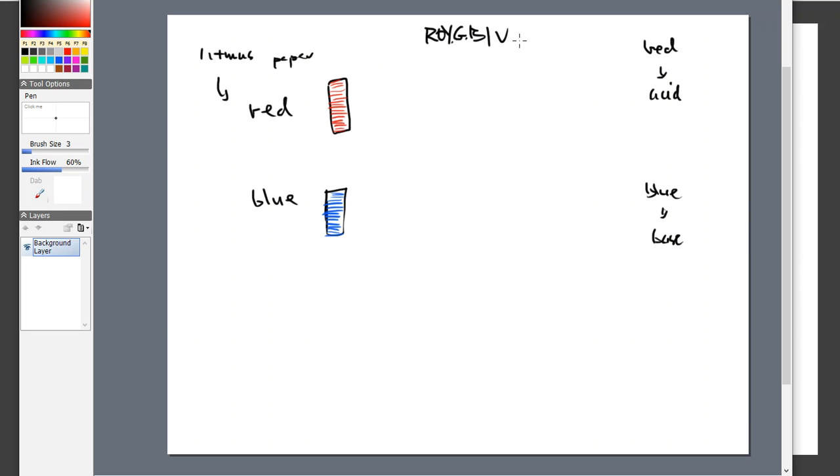So with litmus paper, red litmus paper, because it's red, means acidic paper. And blue, because it's blue, basically means basic paper. That is what that represents.